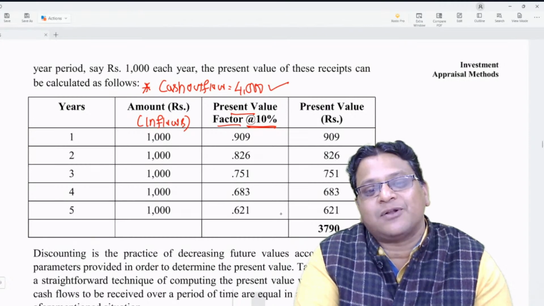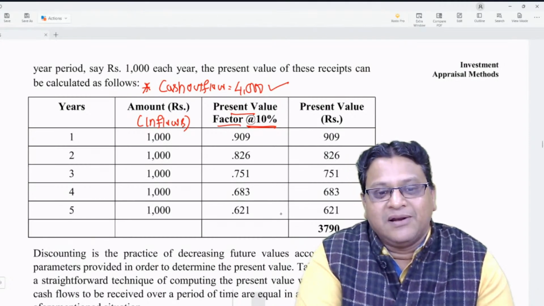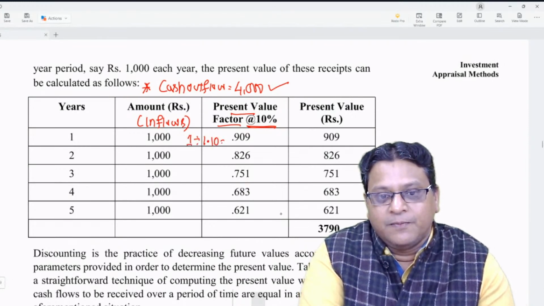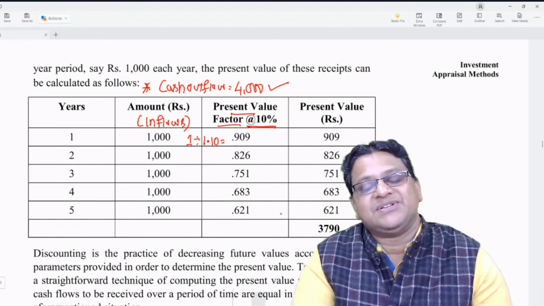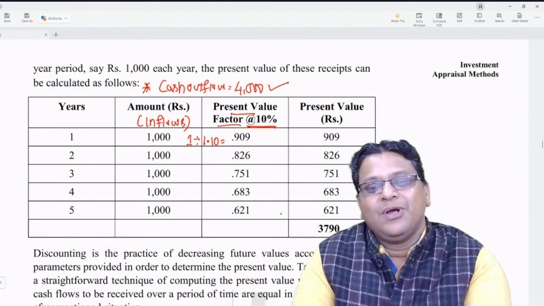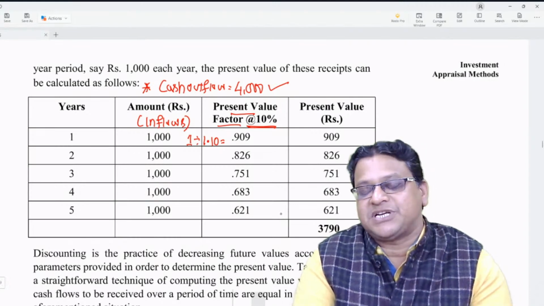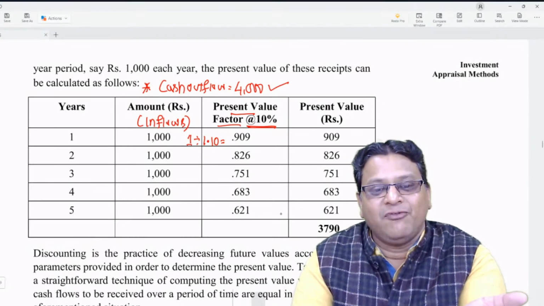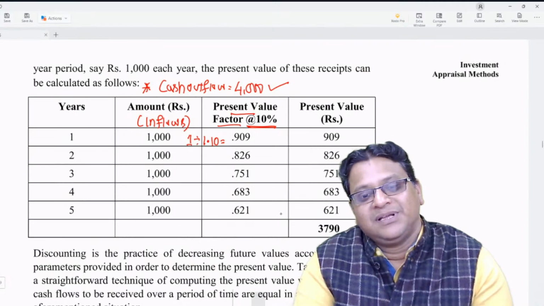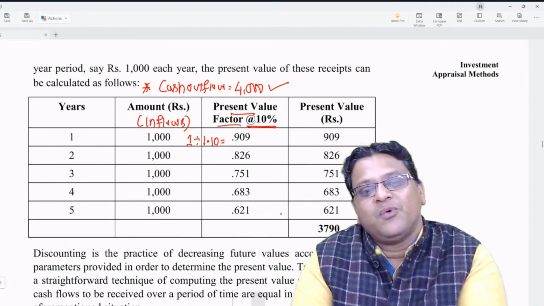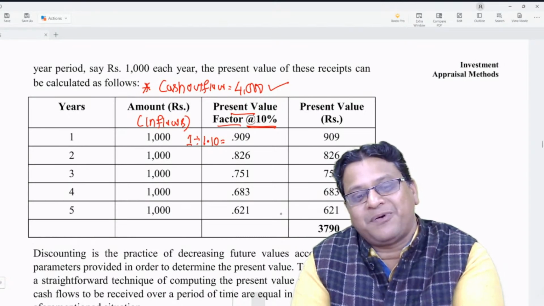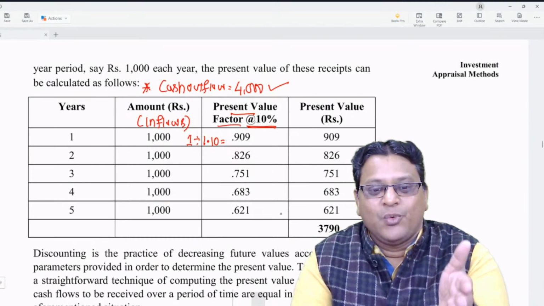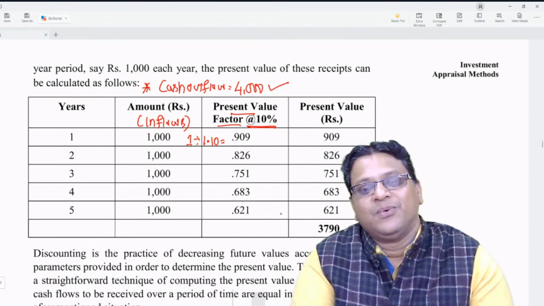How is the present value factor calculated? Simply in the calculator, you write 1 divided by 1.10. It is coming 0.909. Why 1.10? Because the interest rate or discount rate is 10%. If the discount rate were 12%, we would have written 1 divided by 1.12. If it is 5%, we would have written 1 divided by 1.05. But in this case, it is 10%, so we write 1 divided by 1.10. We get 0.909.